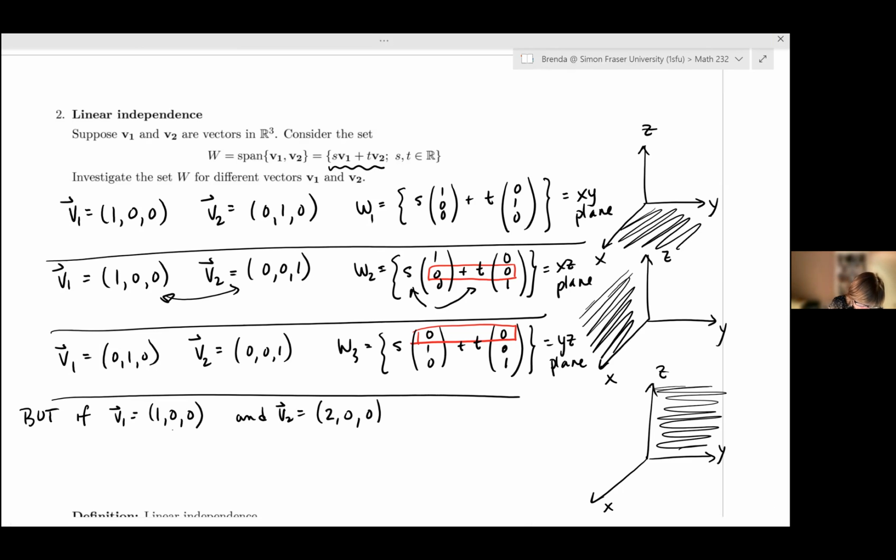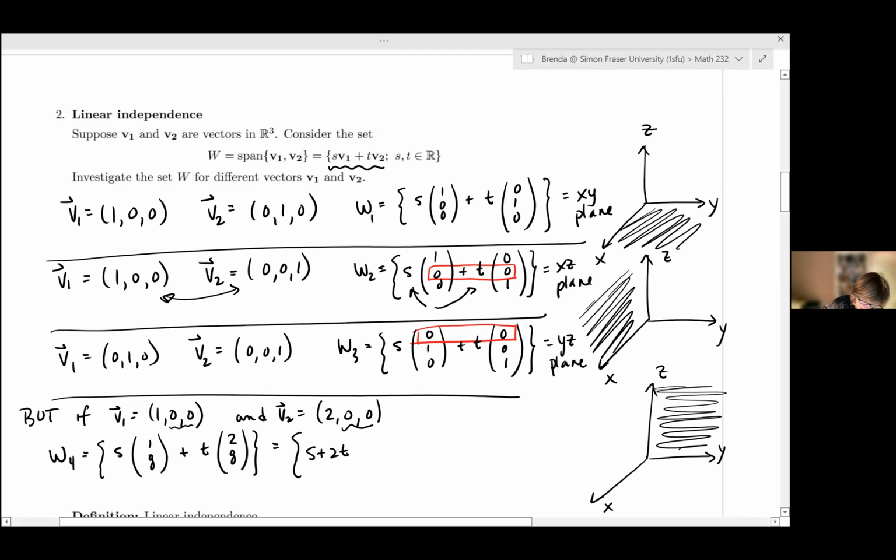And also you can see that when I formed the span, Y and Z are both going to be 0. Okay, so W, let's call this W4, is going to be equal to S times 1, 0, 0 plus T times 2, 0, 0. And I could simplify that to look like this, S plus 2T times 1, 0, 0. Okay, and I could just replace this by some other number. I can choose values of S and T, and I'm just going to get some other real number when I do this. And so what do I have here?